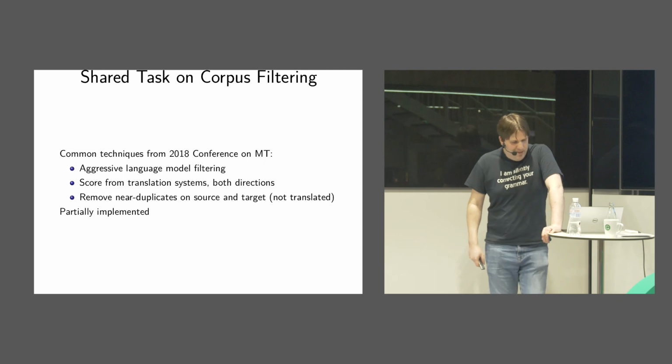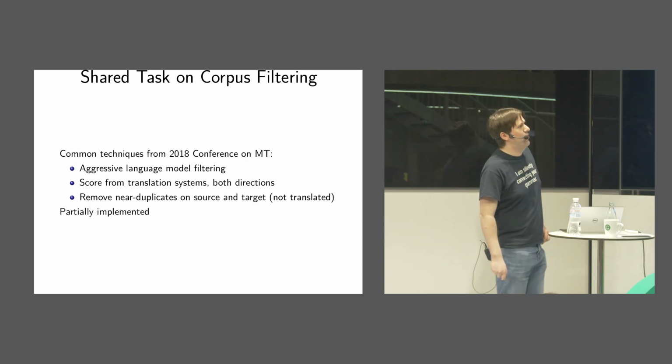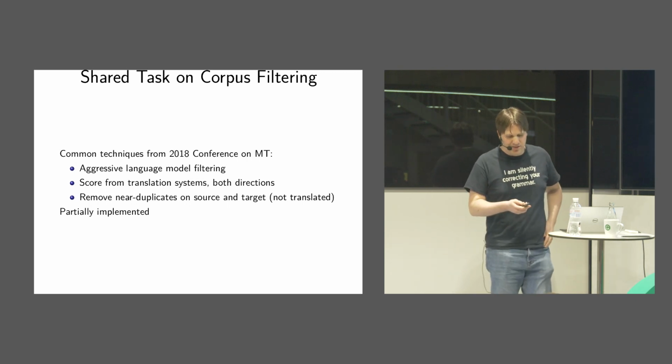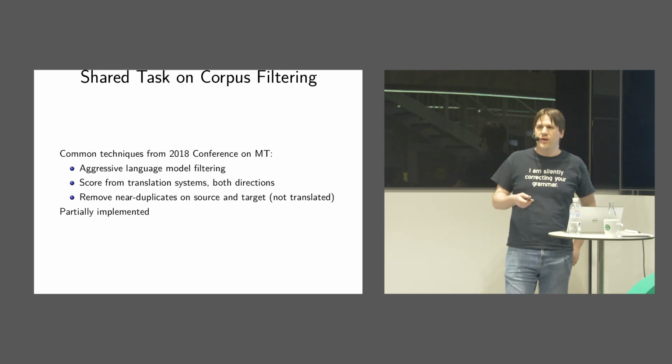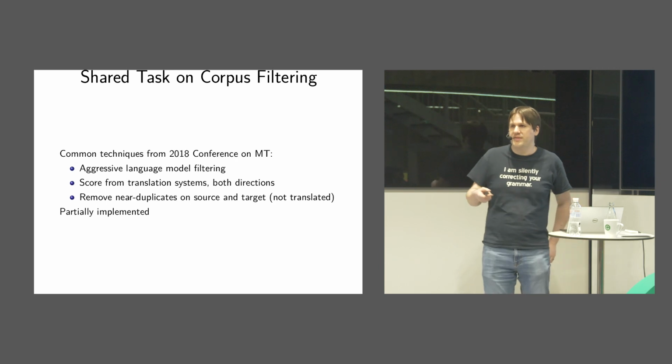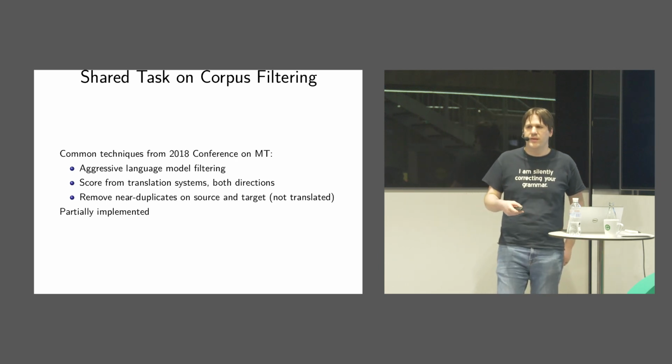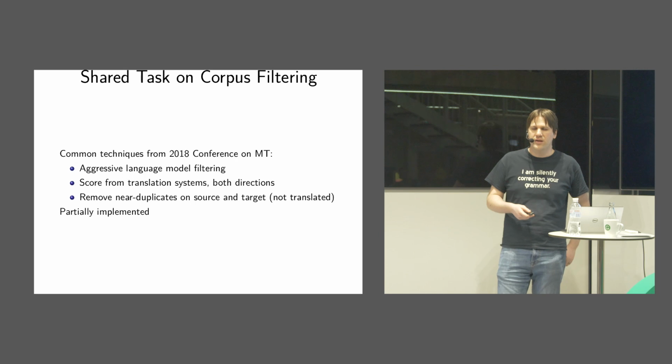So one thing we did is when you have a problem, outsource it to the community and run a shared task on corpus filtering. And there were several interesting papers that came in. One of them was a lot more aggressive language model filtering to ensure that things are in the appropriate language.